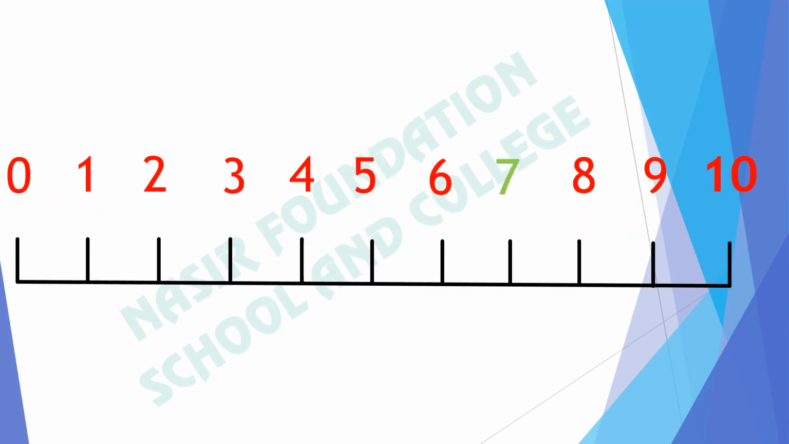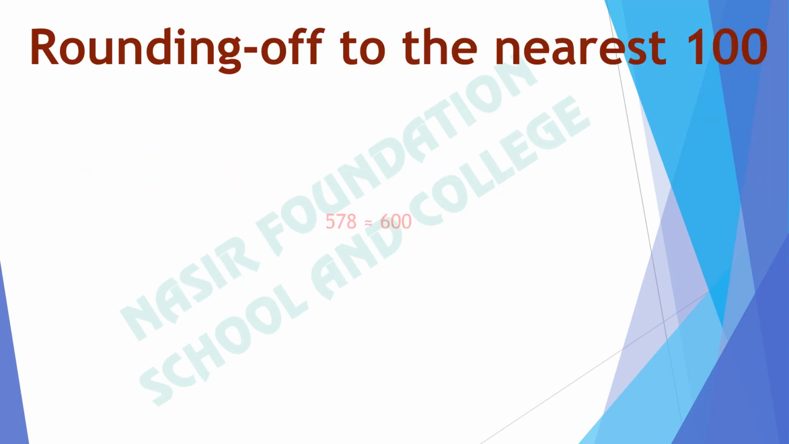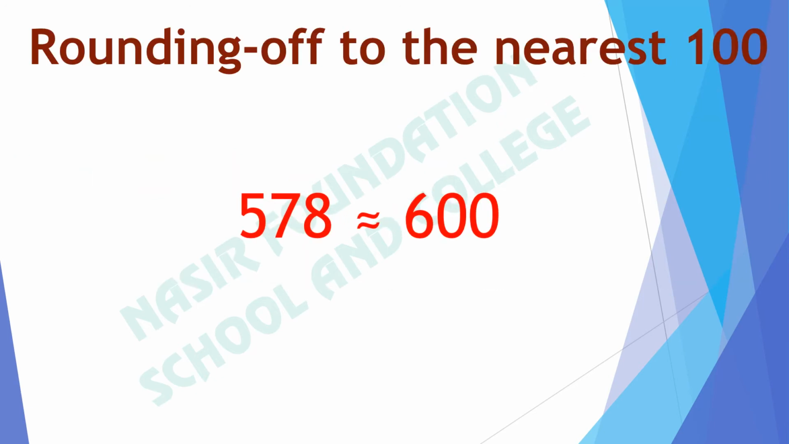So we will draw it on the number line. On the number line, 7 is placed nearer to 10. So we will round it off to the next number. So we can say that 578 is nearly equal to 600.